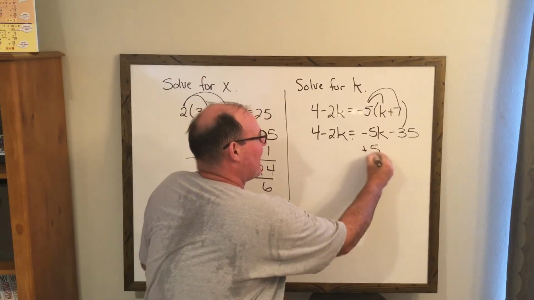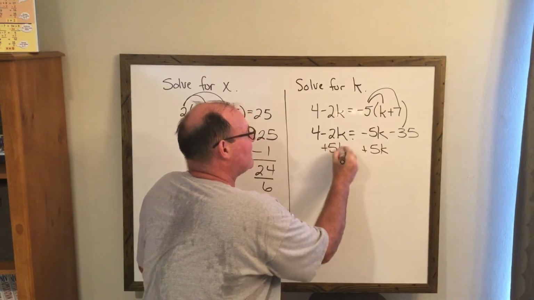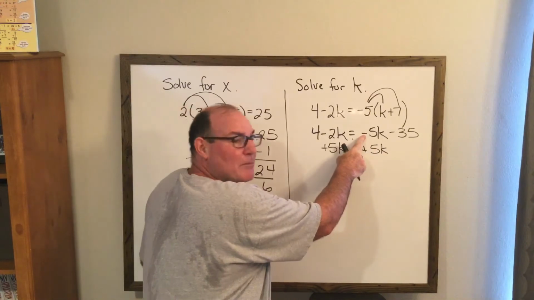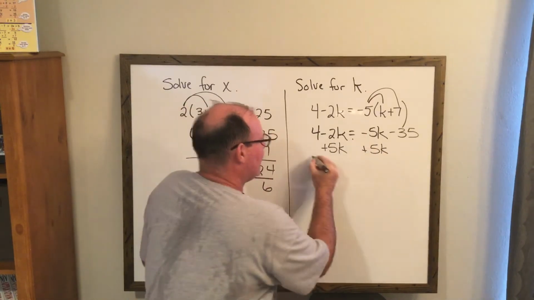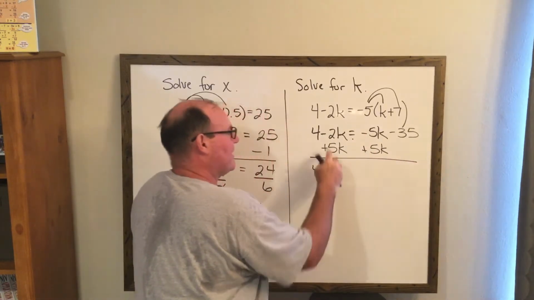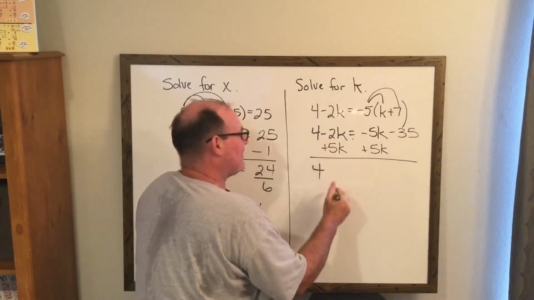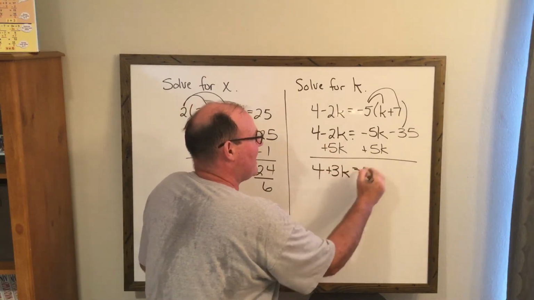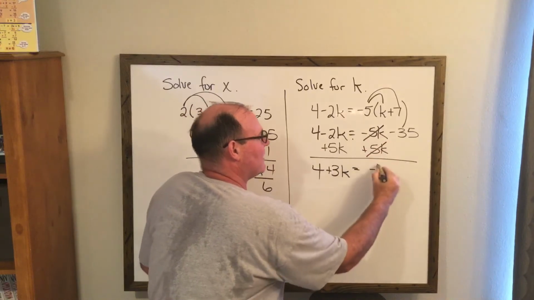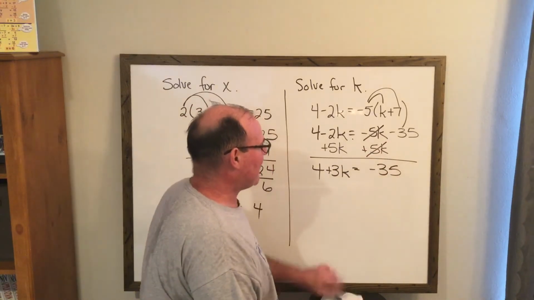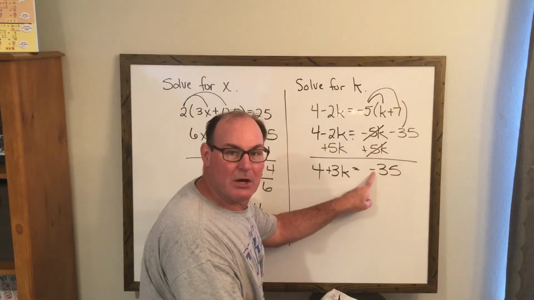So I'm going to add the 5k, and the reason I'm adding the 5k is this is a negative. The opposite of a negative number is positive. And so I have 4, negative 2k plus 5k is plus 3k. And then the 5k's cancel over here, and I have negative 35. Be very careful of your signs. Don't be lazy with those.